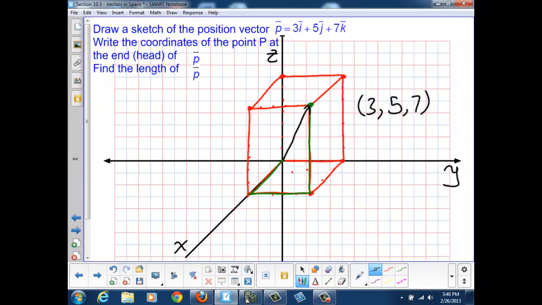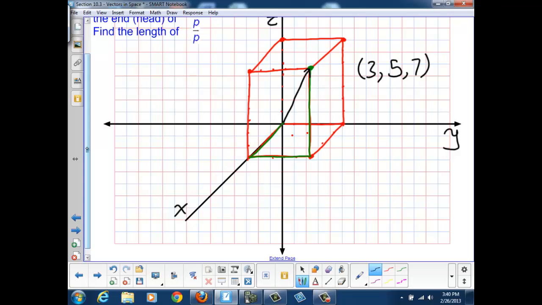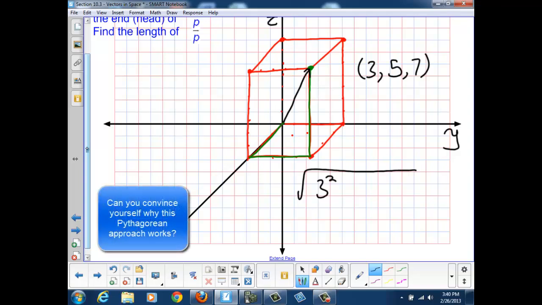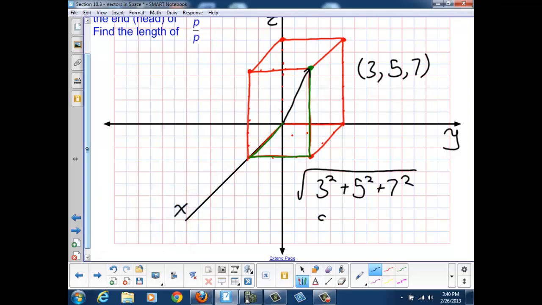Now to find the length, we're going to take a Pythagorean approach and use that Pythagorean property, where the distance would be the square root of the sum of the coordinates squared. So that would be the square root of 9 plus 25 plus 49. So that's 34 plus 49, 83. The square root of 83 would be the distance or the length or the magnitude or the absolute value of vector P.